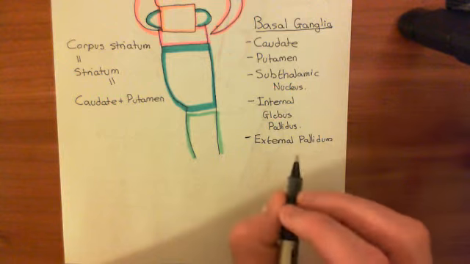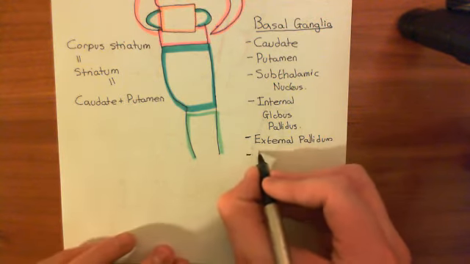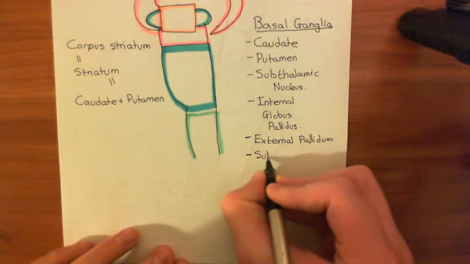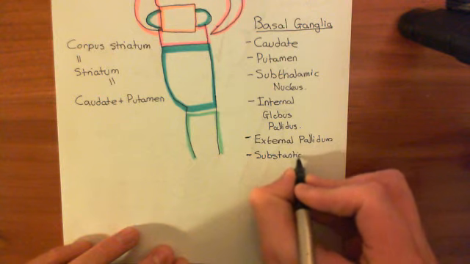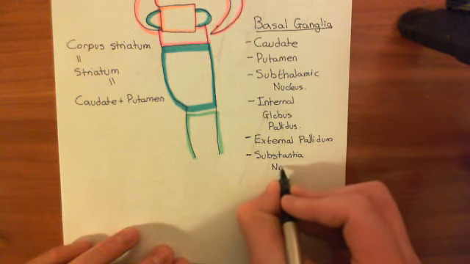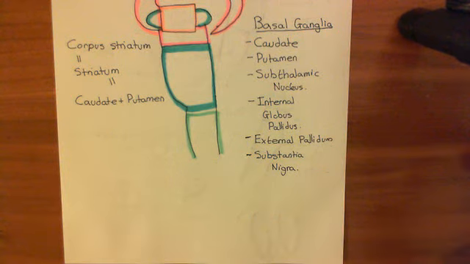External pallidum. And then finally, finally, very important, the substantia nigra of the midbrain is part of the basal ganglia. Substantia nigra. Okay, so that's what people mean when they talk about the basal ganglia. In the next video, what we'll do is we'll see how it all works together to perform this security guard job.